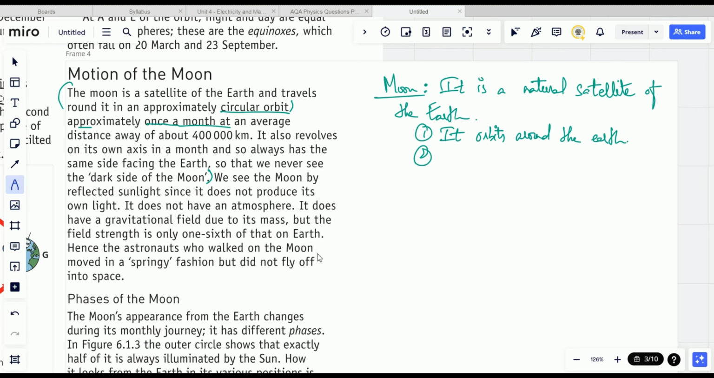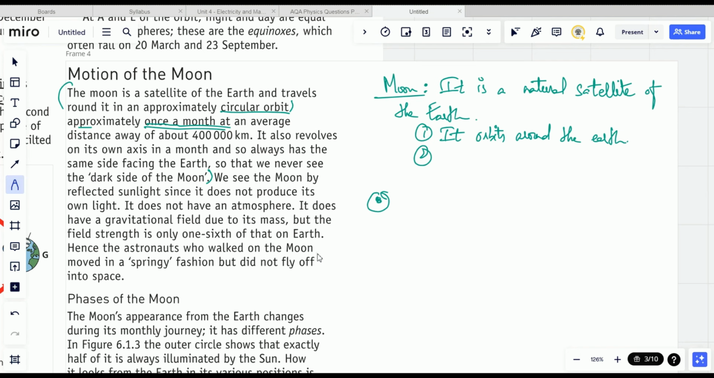So how much time does it take for the moon to orbit around the Earth? See, they have written it over there. Do you see this line? Once a month. How much time does the moon take to rotate around the Earth? Approximately once a month. If I write it in more detail, I would say around 27 or 28 days it takes for the moon to revolve around the Earth.